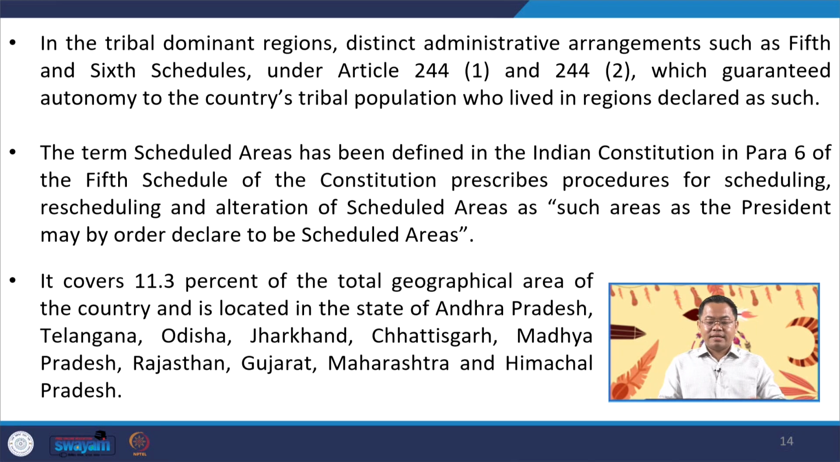Today, this scheduled area covers 11.3% of the total geographical area of the country and is located in the states of Andhra Pradesh, Telangana, Odisha, Jharkhand, Chhattisgarh, Madhya Pradesh, Rajasthan, Gujarat, Maharashtra and Himachal Pradesh. Now, what is so important about this scheduled area? What is so significant about the 5th and the 6th schedule?